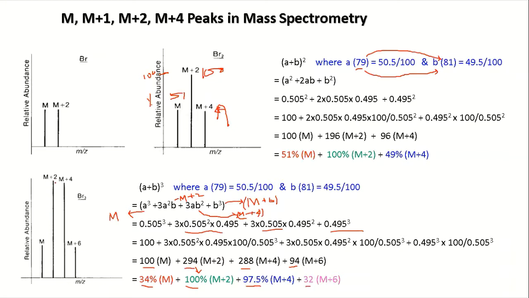If you look here, M plus 2 is the biggest one, so this is 100%. M plus 4 is just a little bit smaller, so this is 97.5%. Then you have M, 34. The ratio is almost 1/3, right? So 34%. Then M plus 6 is 32. This way we get the different ratios of the peaks generated due to the isotopic abundance.